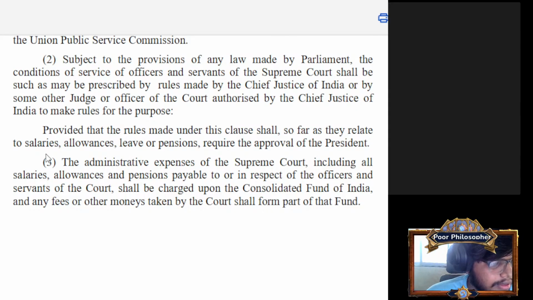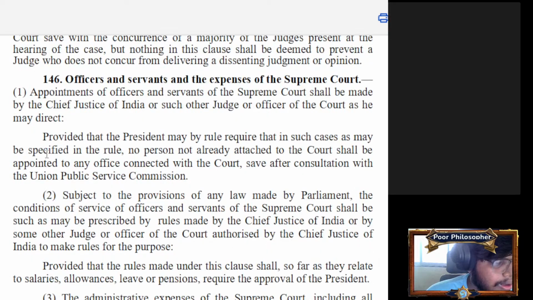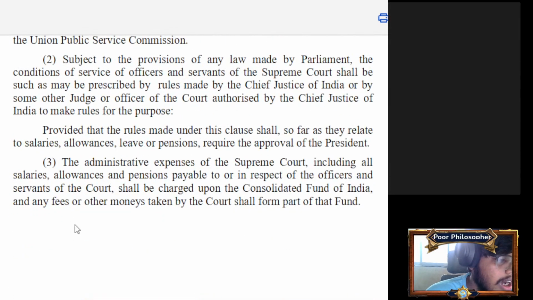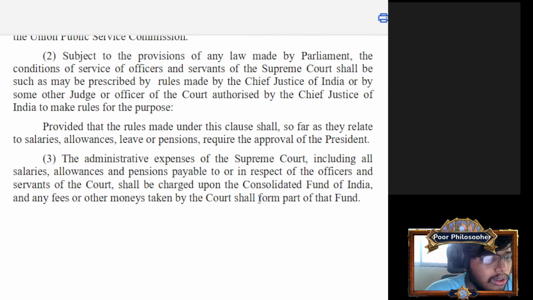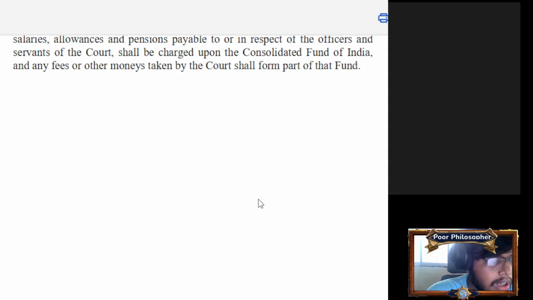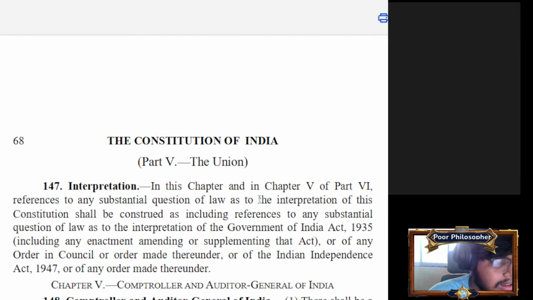Clause 3 of Article 146. The administrative expenses of the Supreme Court, including all salaries, allowances, and pensions payable to or in respect of the officers and servants of the court, shall be charged upon the Consolidated Fund of India, and any fees or other monies taken by the court shall form part of that fund. Okay.